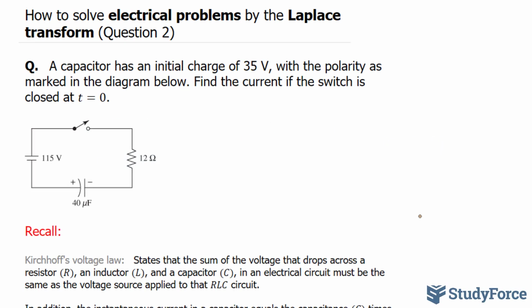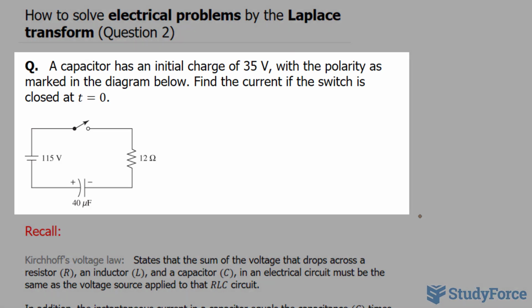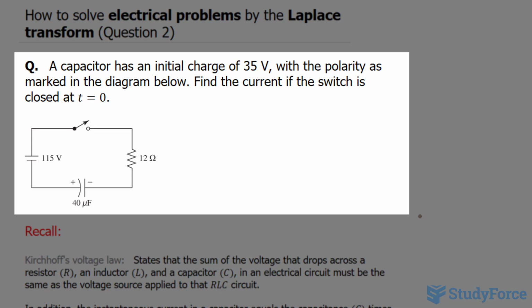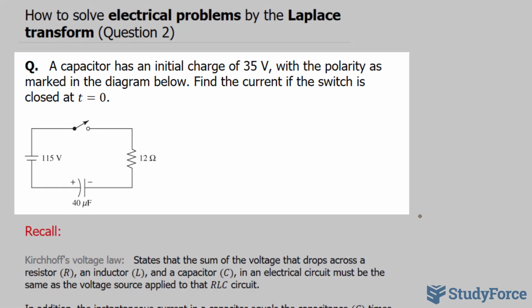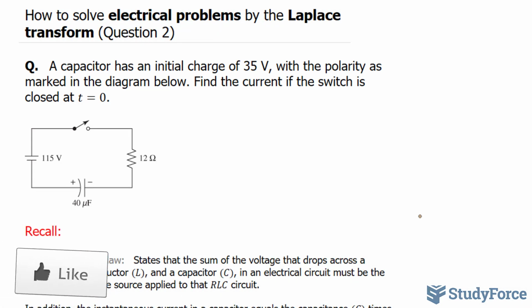In this lesson, I'll show you how to solve electrical problems by the Laplace transform. This is question number 2. Specifically in this question, we'll look at series RC circuits with a DC source. The question reads, a capacitor has an initial charge of 35 volts with the polarity as marked in the diagram below. Find the current if the switch is closed at t equal to 0.